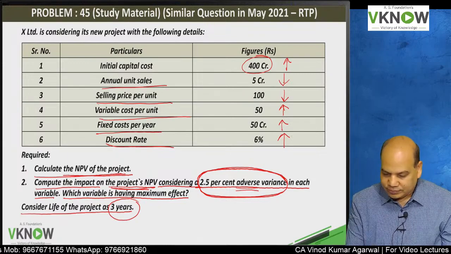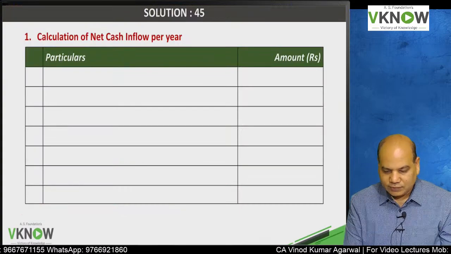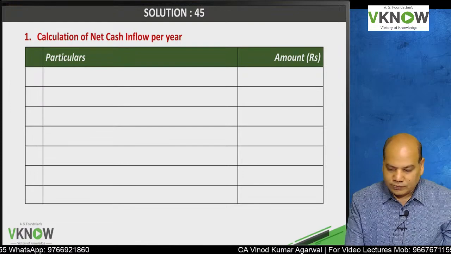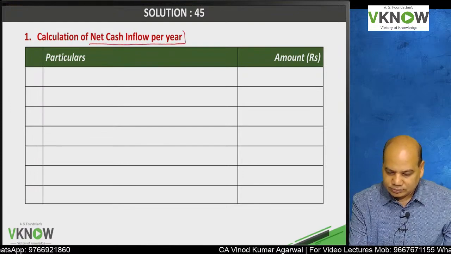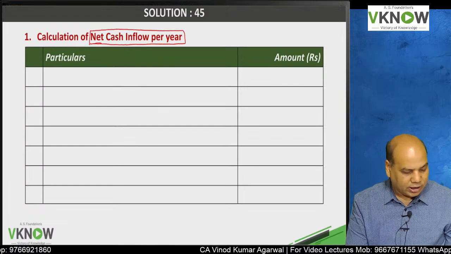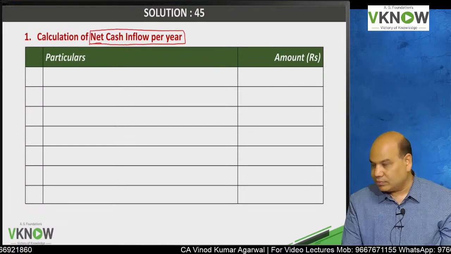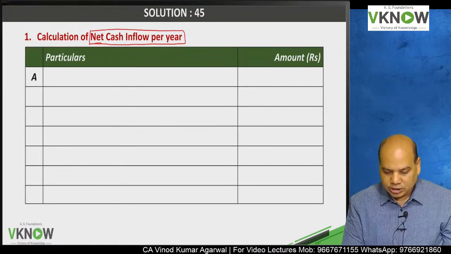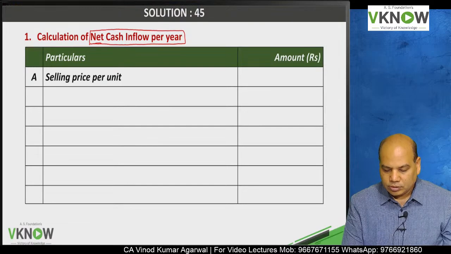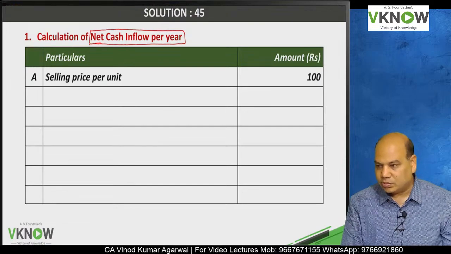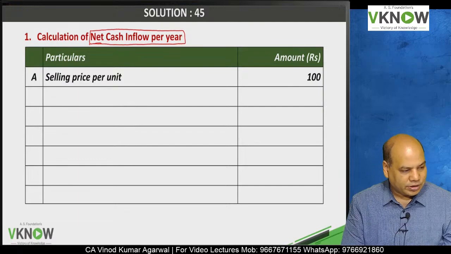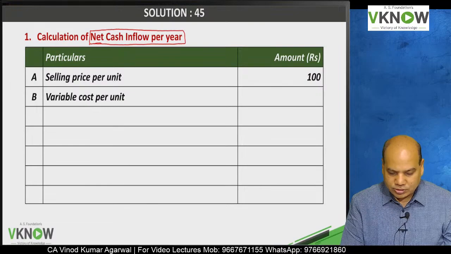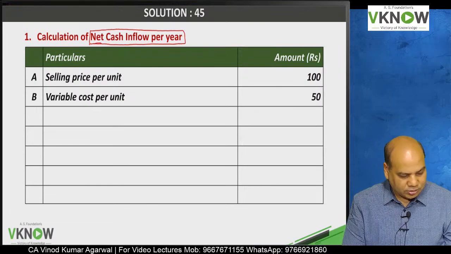So let us solve. First thing first, original question in front of you, calculation of net cash inflow per year. Please write calculation of net cash inflow per year. Under that write down A. Selling price per unit is given 100 rupees. Very simple school level question. Selling price 100 rupees. Variable cost is given how much? 50 rupees.